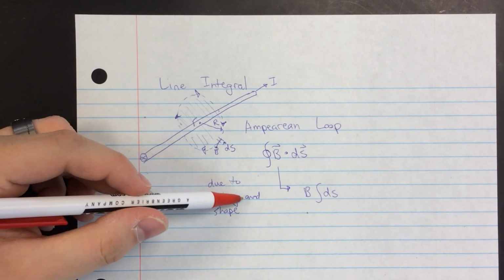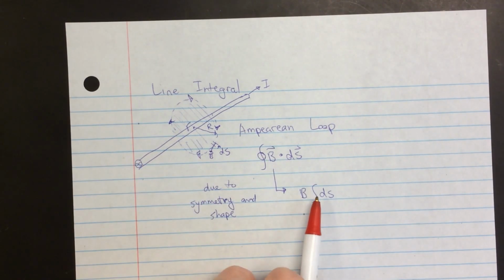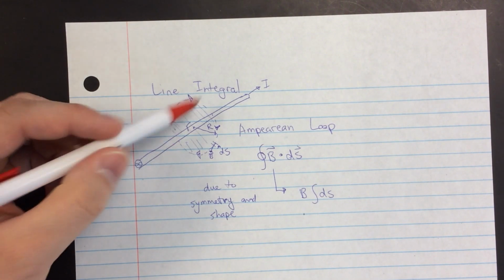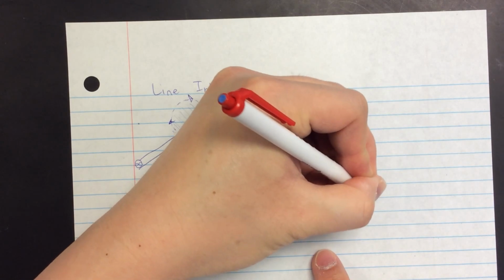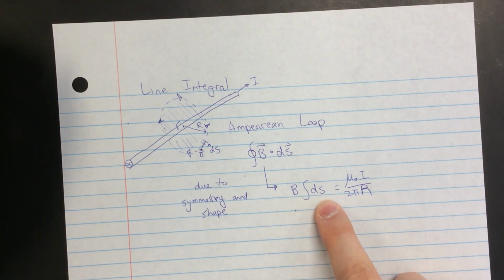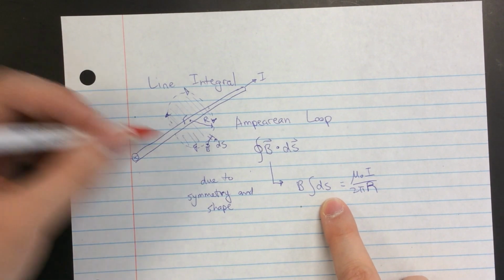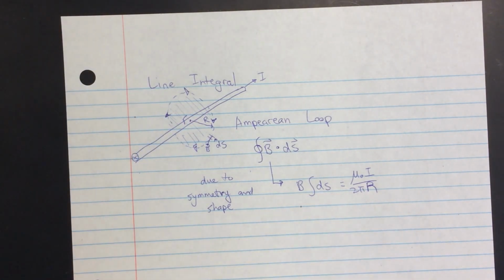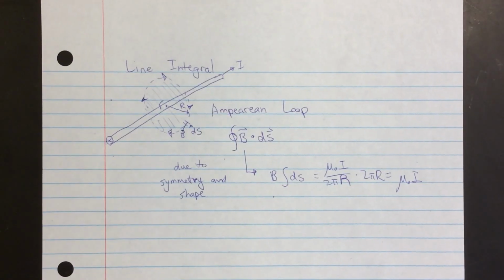And because of the nature of the magnetic field created by a wire, it's constant everywhere on that circle. So then we get this. Mu naught I over 2 pi r is the magnetic field. What would be the integral of ds? How do we relate that to r? It is s, the total s of this circle. 2 pi r. Nailed it.